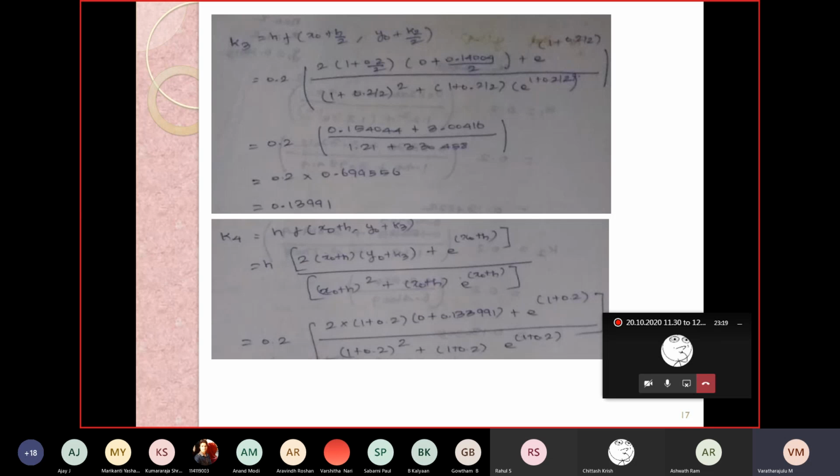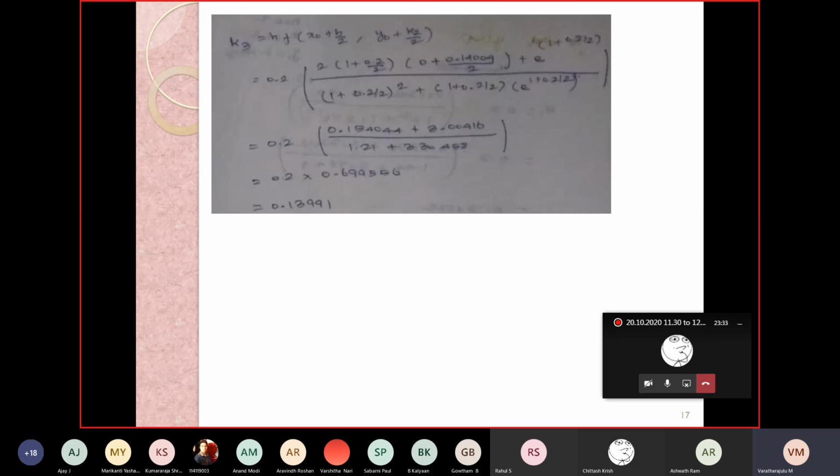And our K4 is equal to, find the value of K4. Find the value of K4 and find the value of K3. Find the value of K3.